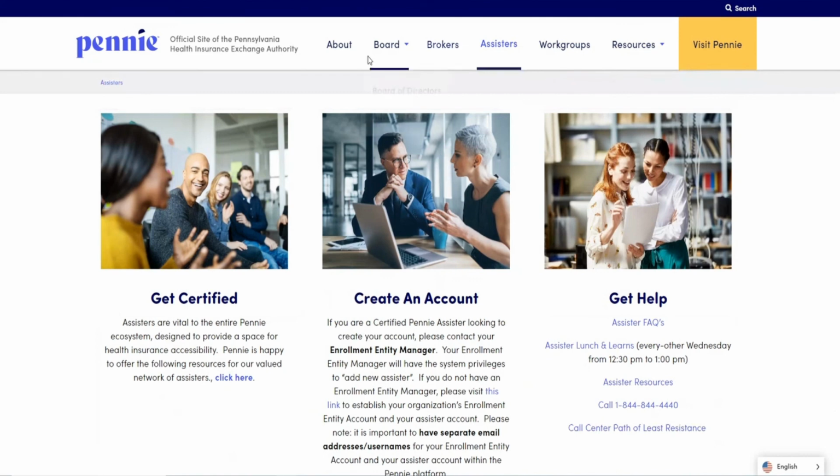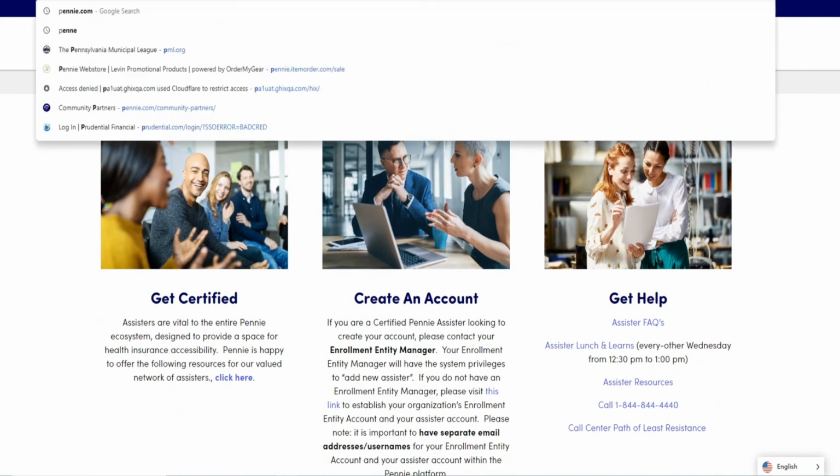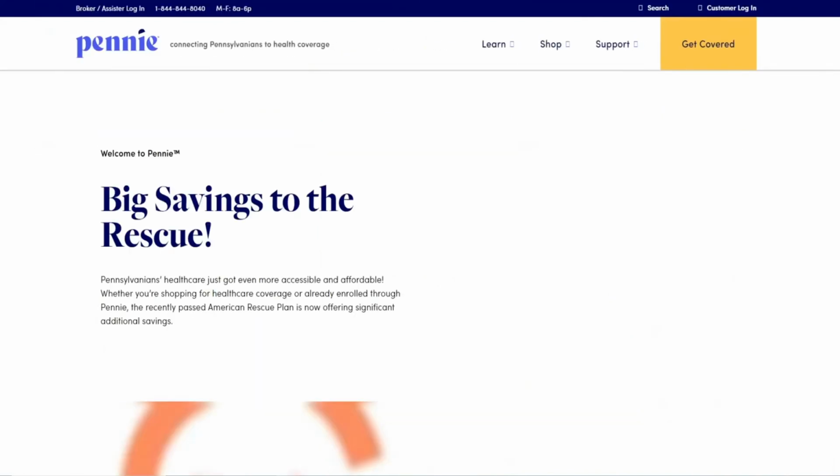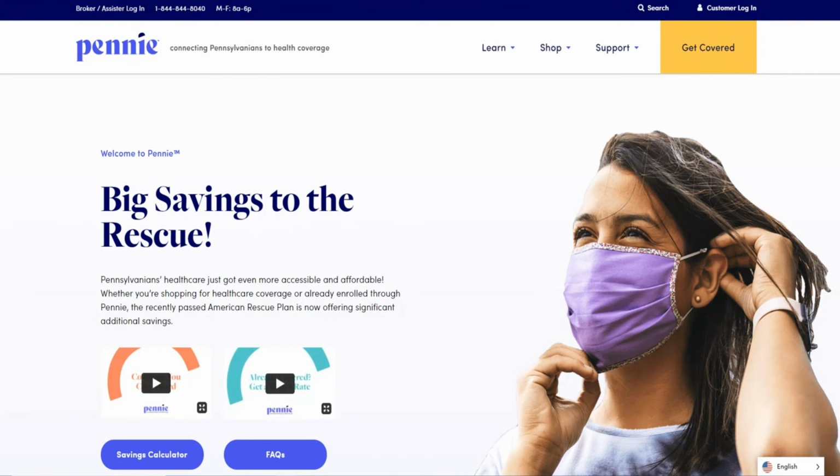And like I said, we're trying our very best to make sure that through the COVID-19 enrollment period and into open enrollment 2022, everyone has what they need to do their job well. And in my world, that is centered around making sure that assisters and brokers and community partners have what they need to get people to a better place, because in the end, that's why we do what we do.